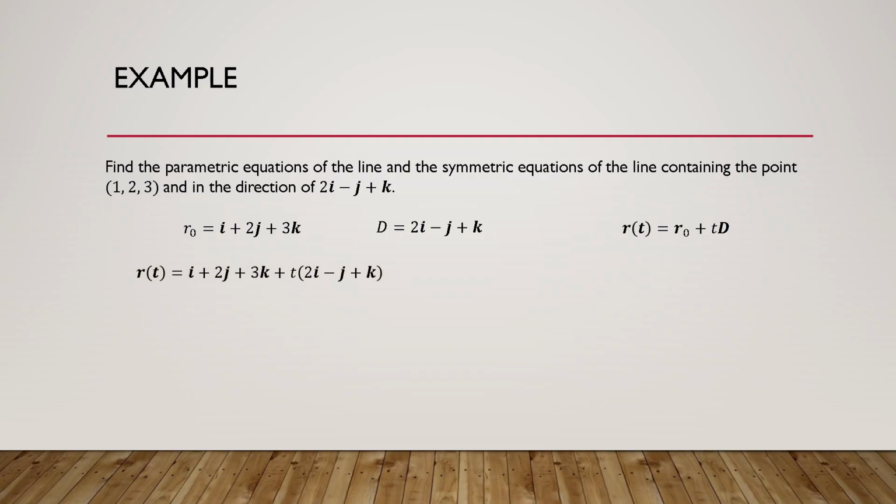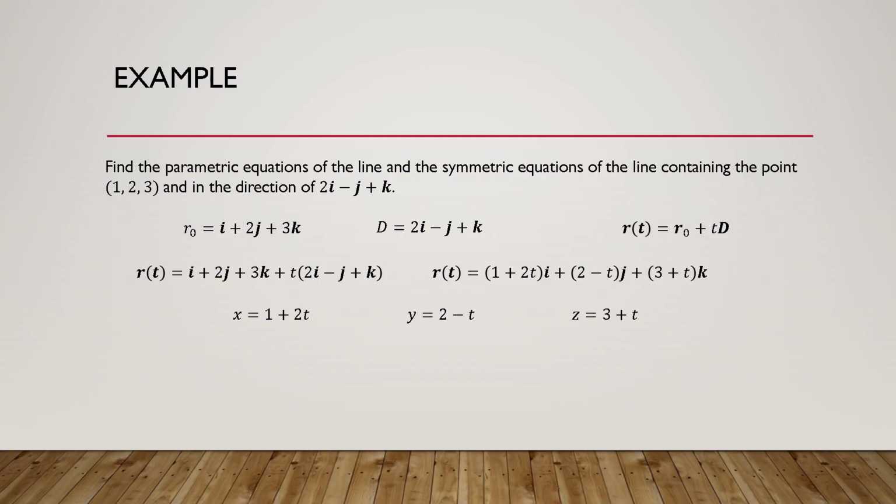Therefore, r of t equals i plus 2j plus 3k plus t times the quantity of 2i minus j plus k. We group like terms to arrive at (1 plus 2t) times i plus (2 minus t) times j plus (3 plus t) times k. Therefore, the parametric equations are x equals 1 plus 2t, y equals 2 minus t, and z equals 3 plus t.